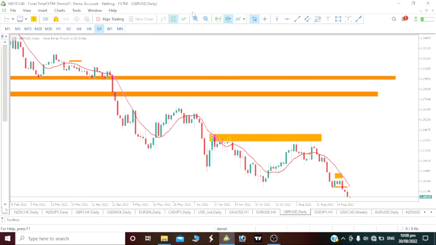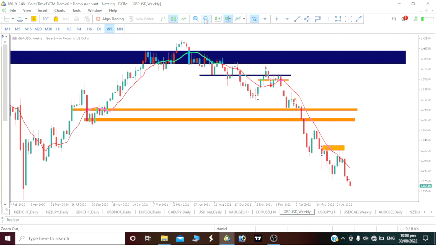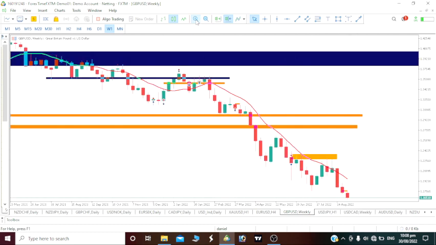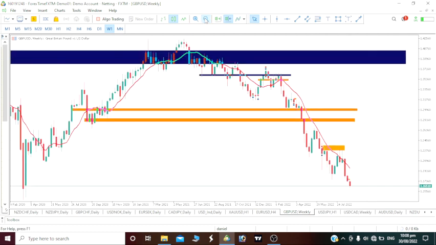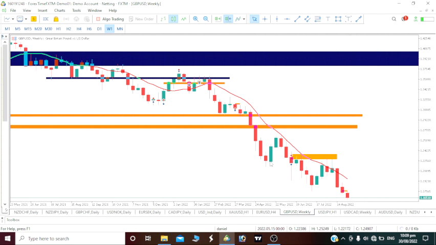GBPUSD. Let's start with our weekly time frame on our GBPUSD. First of all, we can all see the full trend. By the way, it is actually a bearish move, a downward trend. We can see the lower highs and lower lows on our weekly time frame, right?